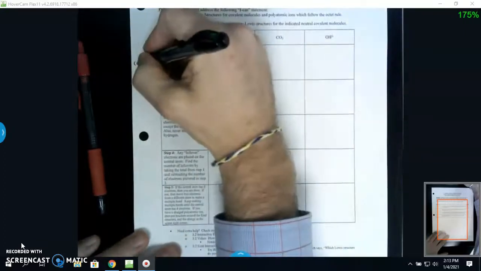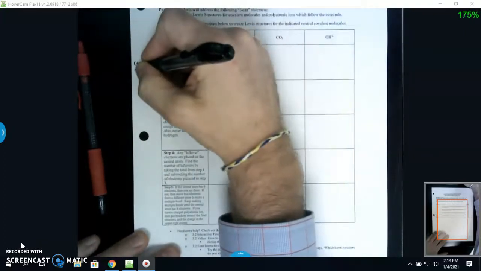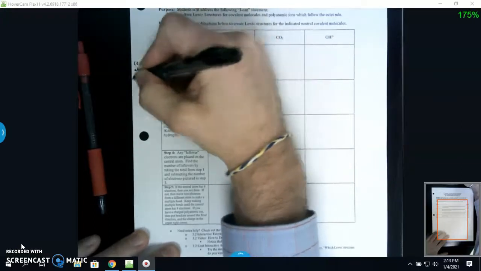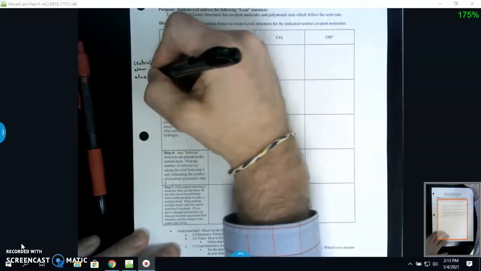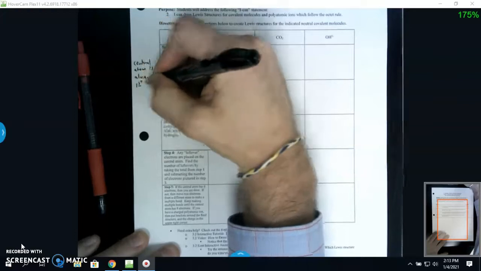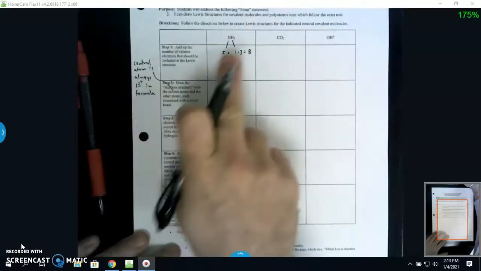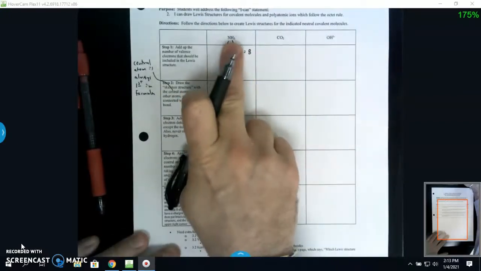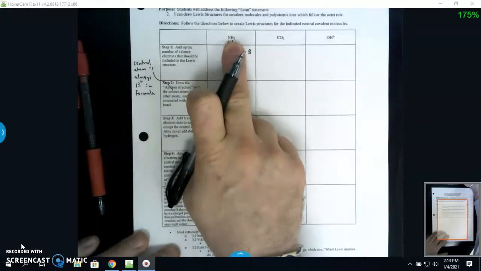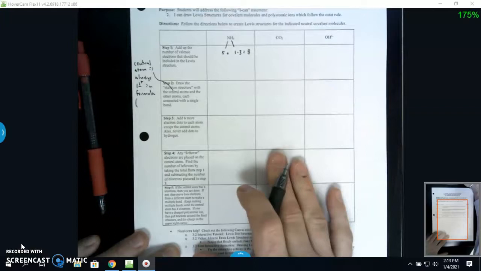For the central atom, I want us to write this note out to the side. The central atom is always first in the formula. Okay, so for that reason, nitrogen is going to be in the center, and it's going to be surrounded by each of the 3 hydrogens. I want to put a subnote right here, so I'm going to put it in parentheses.